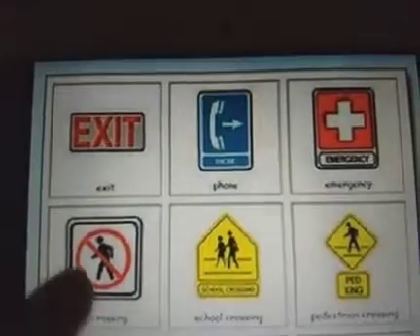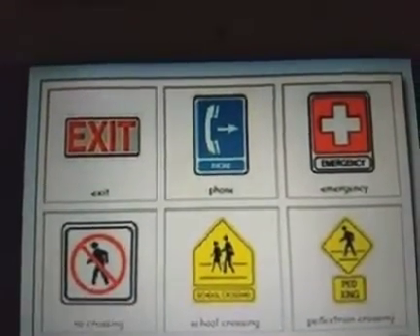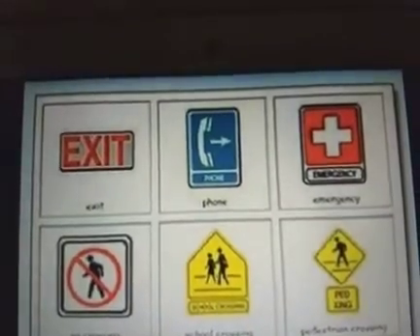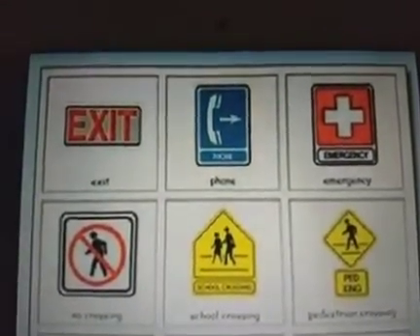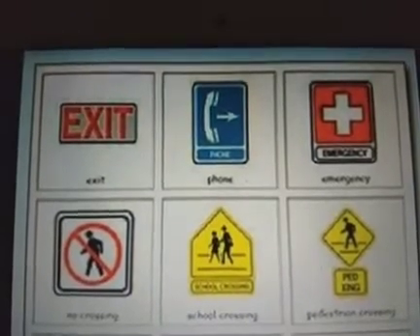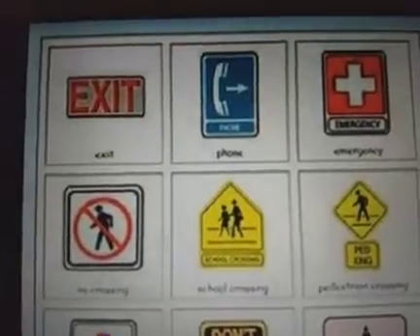Whenever there is this sign, the sign is the same, but if there's a cross made, that means you're not allowed to cross from that side. So this is the notice for the pedestrian walking and also for the person who is driving. Both have to pay attention to these signs.